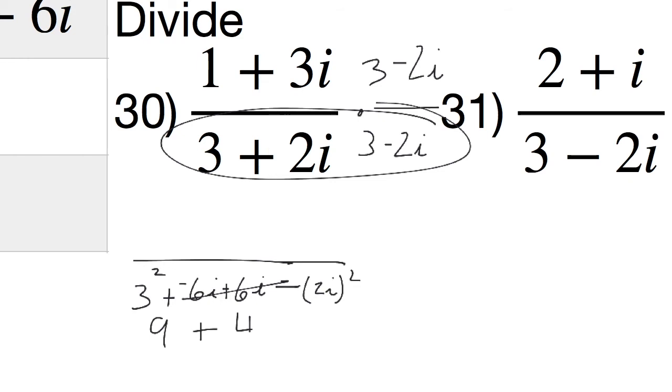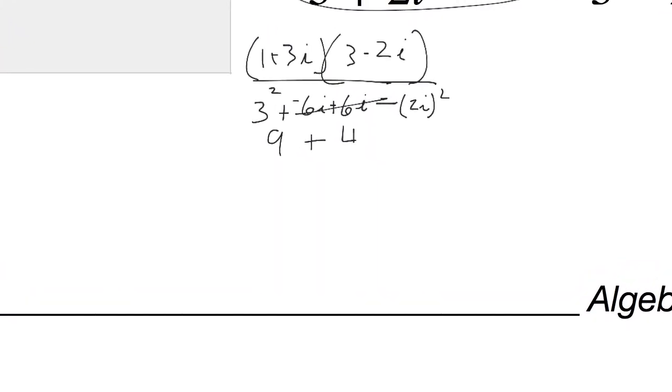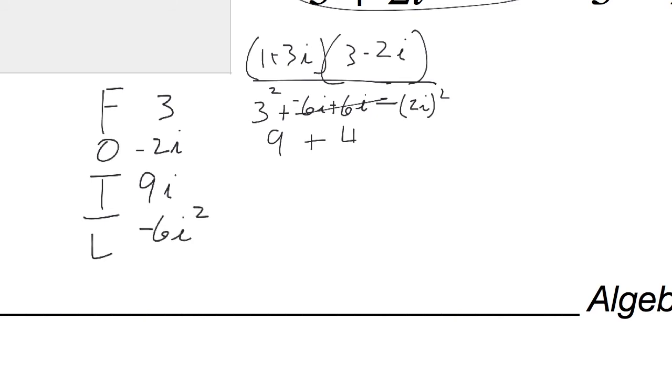This is still going to be 1 plus 3i and 3 minus 2i. I think what I'm going to do is FOIL this, and so you can see FOIL. First terms would be 1 times 3, which is 3. Outside terms would be negative 2i. Inside terms would be positive 9i. And last terms would be negative 6i squared, which is equal to positive 6.